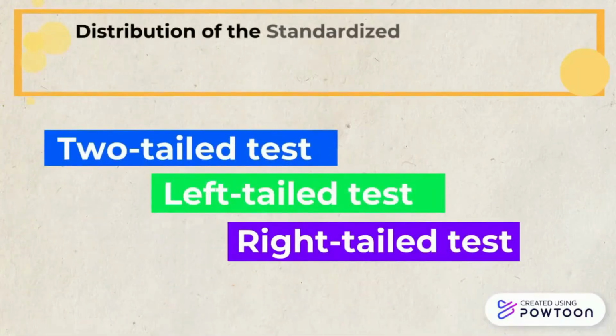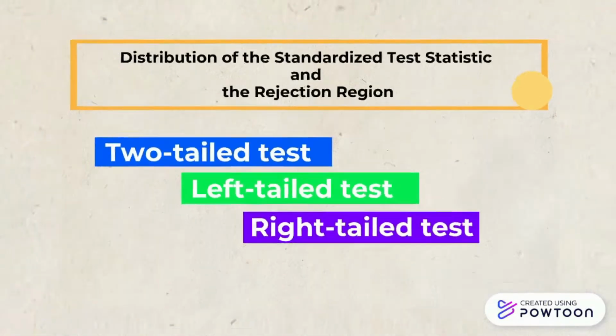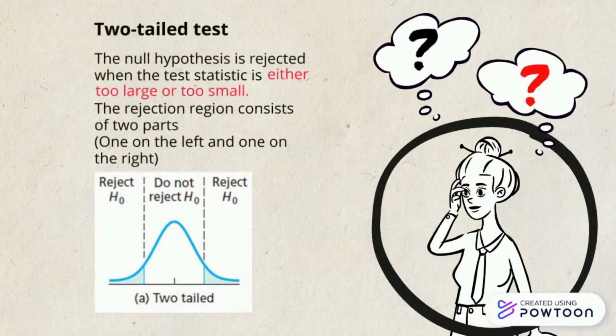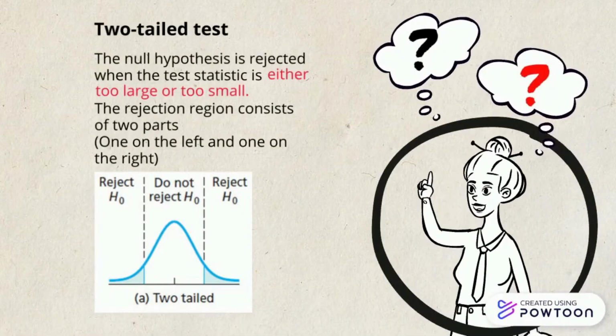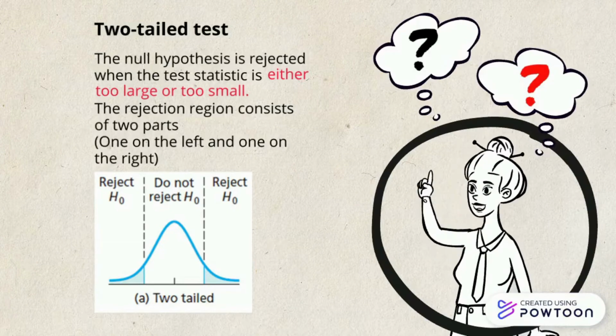Next, the distributions of the standardized test statistics and the rejection regions. For the two-tailed test, the null hypothesis is rejected when the test statistic is either too large or too small. The rejection region consists of two parts, on the left and on the right.